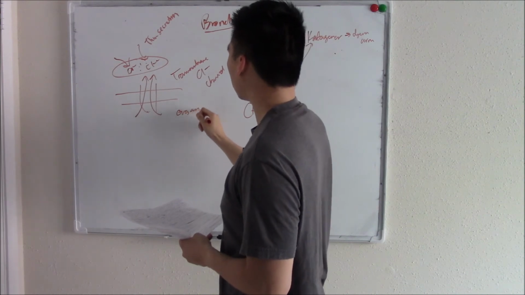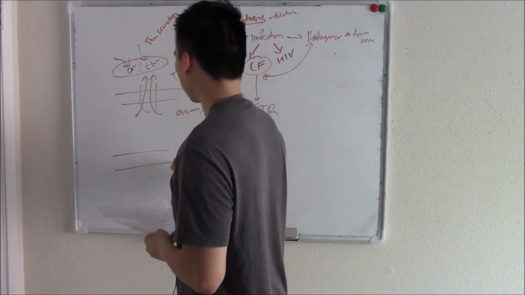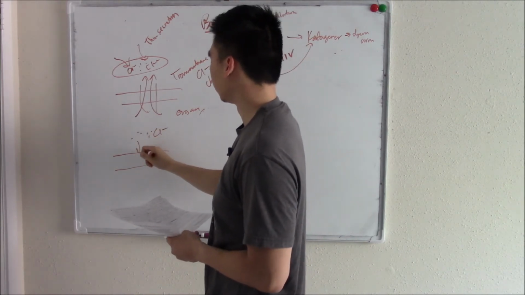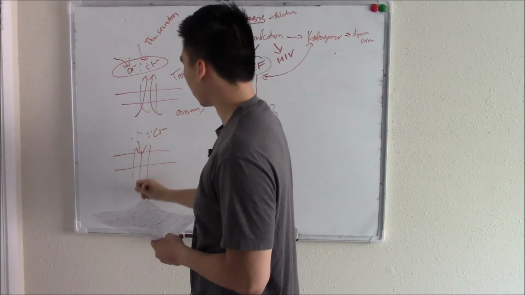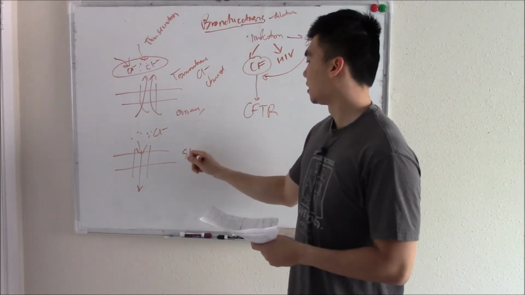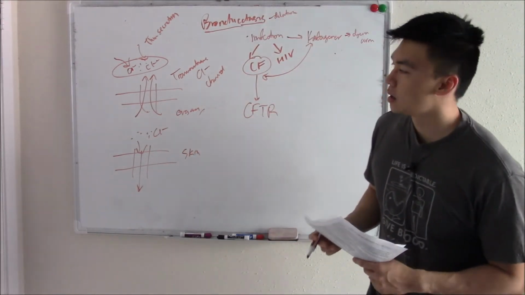In your skin, it's a little bit different. In your skin, it's kind of the opposite. You have chloride out here, and it wants to come inside. And so it'll go through the channel and come inside. So your skin is kind of like the opposite. Your skin takes in chloride instead of pumping things out.